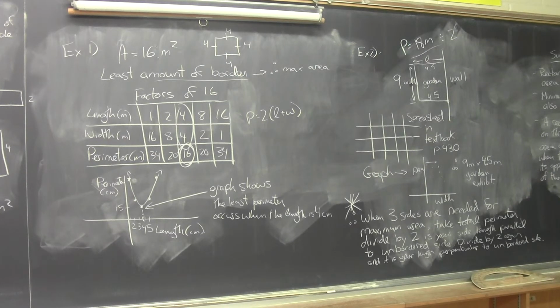Very quickly, in summary: rectangles with max area, square. Minimum perimeter, square. A rectangle with a border on 3 sides has a maximum area and minimum border length when the side without a border and its opposite side are twice the length of the other 2 sides. So that side is twice these 2 sides.